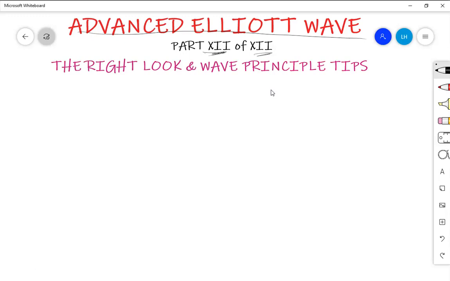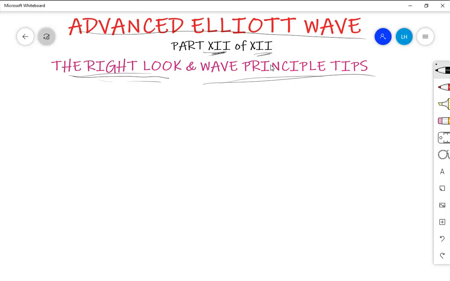So now, today's topic is what we call the right look and the wave principle tips, or tips of applying the wave principle profitably. We'll start with the right look. I'll give those ideas, and then we can see market structures in terms of the right look, and then we'll come to wave principles. The wave principles will be the last things. So now, the right look.